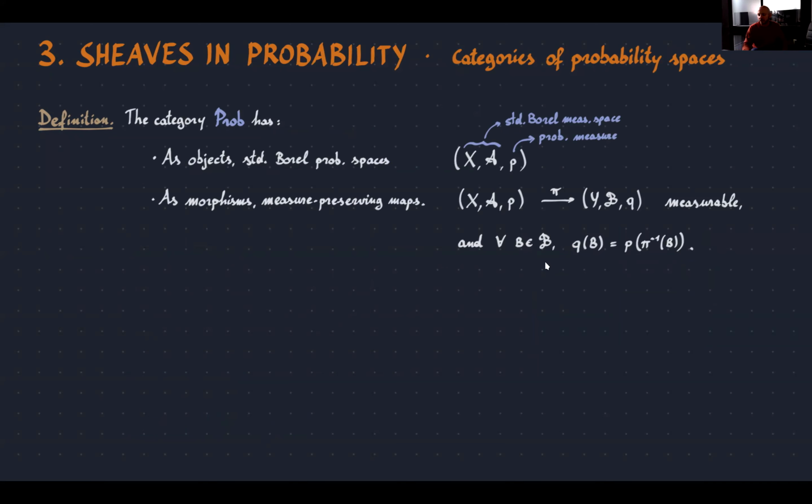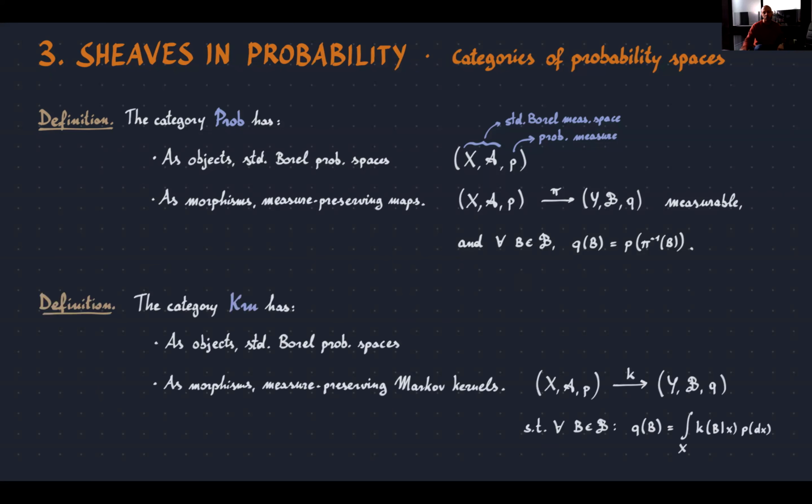Maybe I should also say it's better if we quotient all these under almost sure equality. It's not on this slide. That's the category we want to have descent on. There is an auxiliary category, the category Kern, which has the same objects, but as morphisms, it allows arbitrary Markov kernels. So it can have random transitions, okay? But again, we require that the measure is preserved. It's the same condition with kernels. And again, we quotient under almost sure equality, okay?